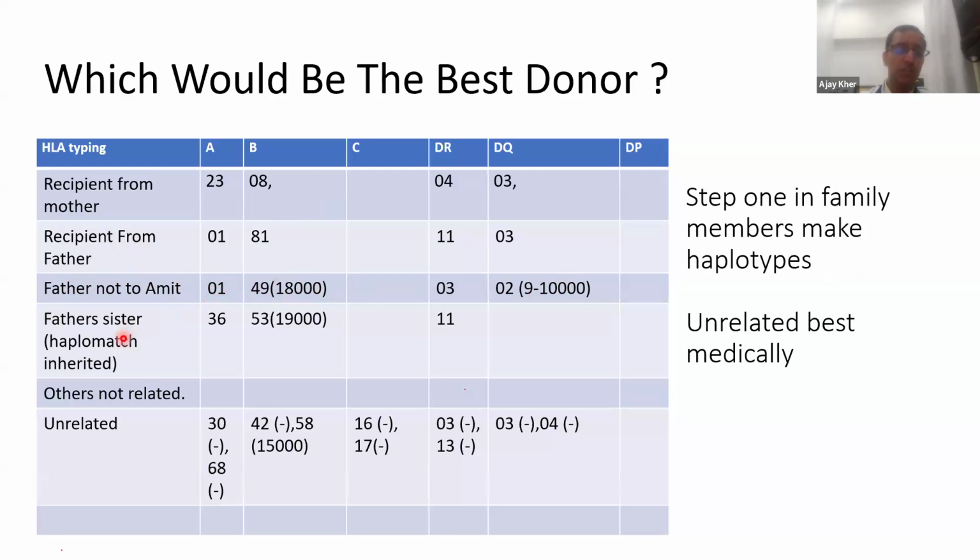The father's sister has a haplomatch which is inherited from, and not common to, the son. And then there are other people who are not related, and their HLA typing also shows antibodies, but only against this 58.